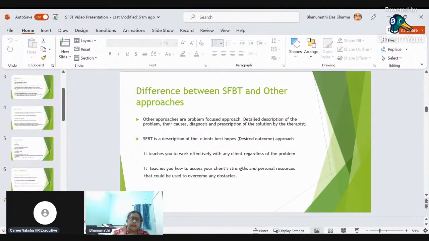It teaches you to work effectively with any client regardless of the problem. It teaches you how to access the client's strengths and personal resources that could be used to overcome any obstacle. Then what happens? They are on top of the world, and when you do a panoramic view from the top of the world, your vision is a huge vision. Positive vision expands the creative vision. This is the impact of emotion on the vision, and SFBT does just that.